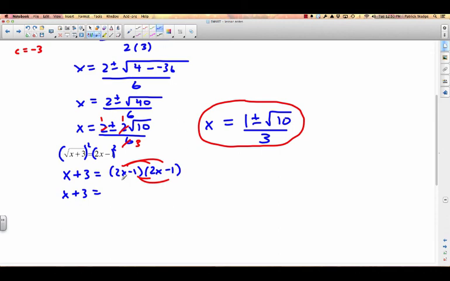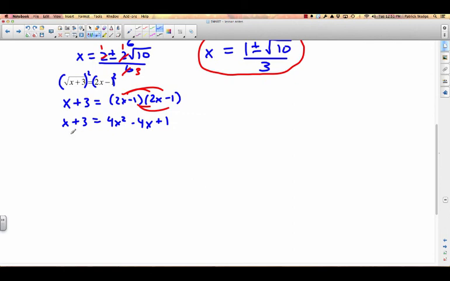2x times 2x is 4x squared. 2x times negative 1 is negative 2x. And negative 1 times 2x is another negative 2x. So negative 2x and another negative 2x makes negative 4x. Negative 1 times negative 1 is plus 1. Let's get everything to one side. I'd like to move these ones over, so I'm subtracting x from both sides, and I'm subtracting 3 from both sides. That's a 3. So we have nothing left over here.